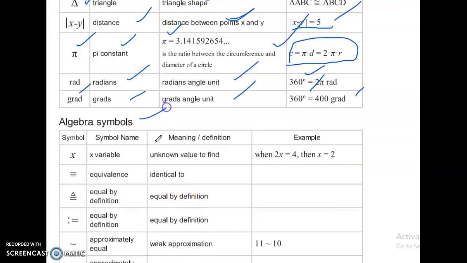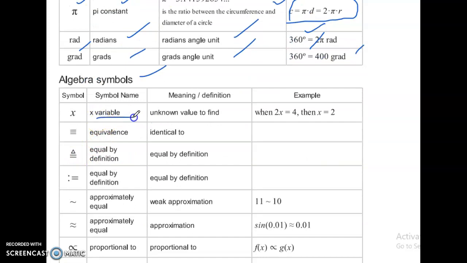Algebra symbols. x is a variable, an unknown value to find. When 2x equal to 4, then x equal to 2. Equivalence, identical to. Triangle equal, equal by definition. Colon equals, equal by definition.